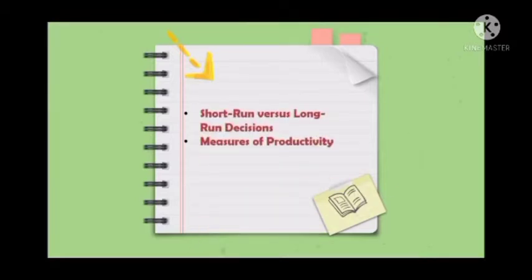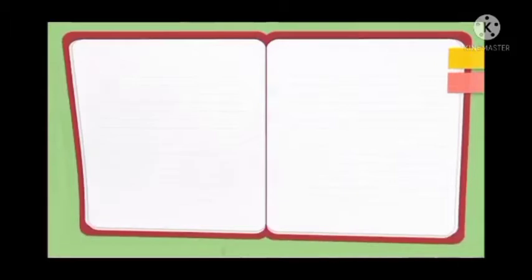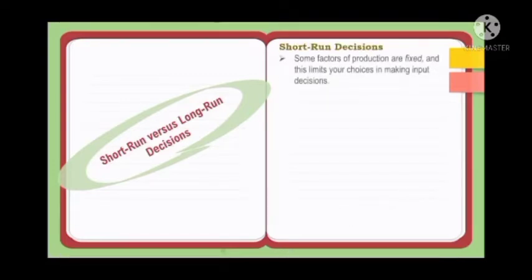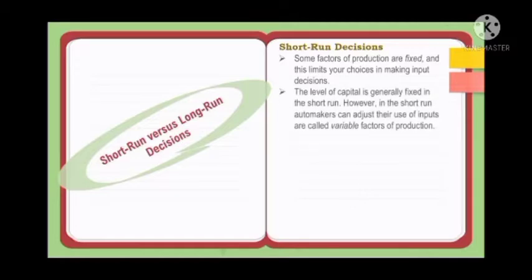Here, we will tackle separately the short-run versus long-run decisions and measures of productivity. Short-run versus long-run decisions. Short-run decisions: some factors of production are fixed, and this limits your choices in making input decisions. The level of capital is generally fixed in the short run. However, in the short run, managers can adjust their use of inputs called variable factors of production.